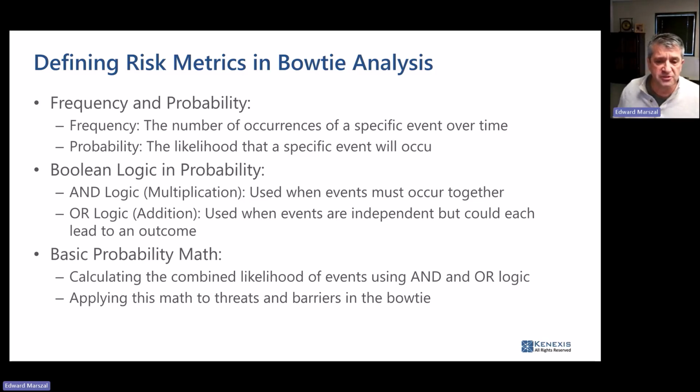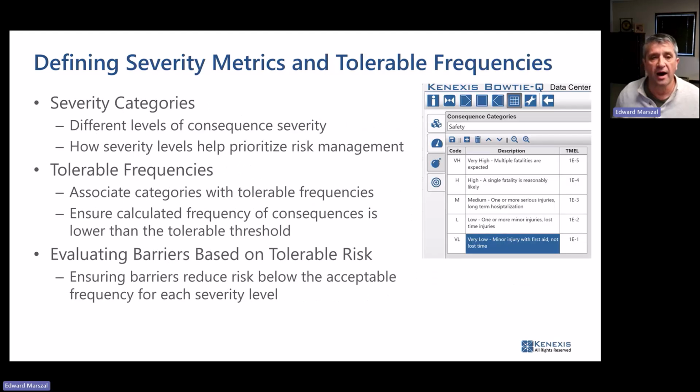Okay, so we have logic in our bow tie, and we're going to use basic probability math. We're going to use probability addition for ors, and probability multiplication for ands. And we're going to apply this type of math to the threats, to the barriers, to the outcomes, and also to that hazard event that's the knot in the bow tie. And I'll walk through these items one at a time to make them clear.